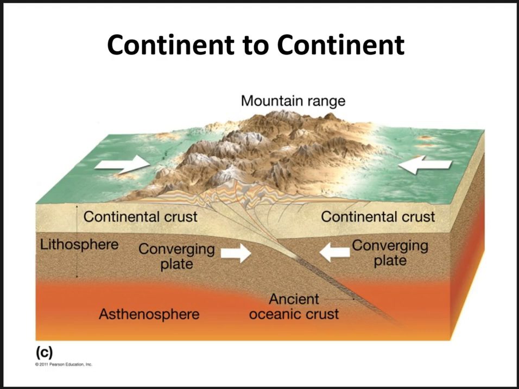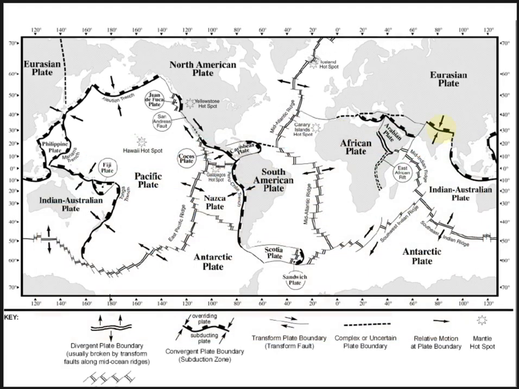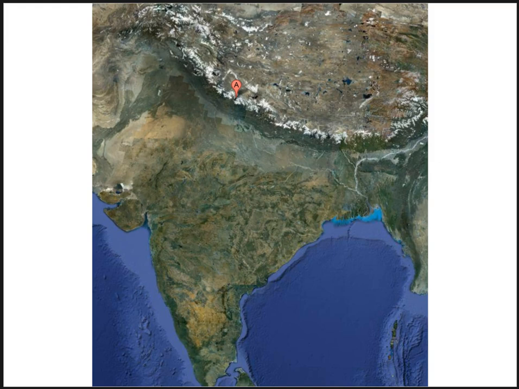The mountain range that's produced by this process is the Himalayan mountains. Here is the Indian-Australian plate crashing into the Eurasian plate, creating this mountain range, the Himalayas. Here's the Himalayas marked by the A, where these two continental plates are coming together and converging and being forced upward to create this mountain range.